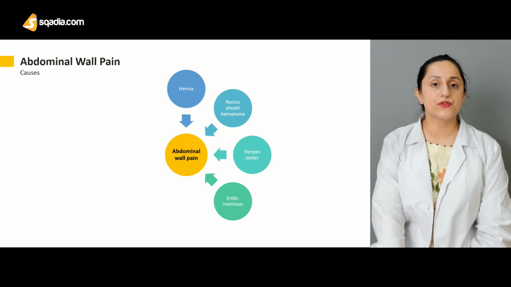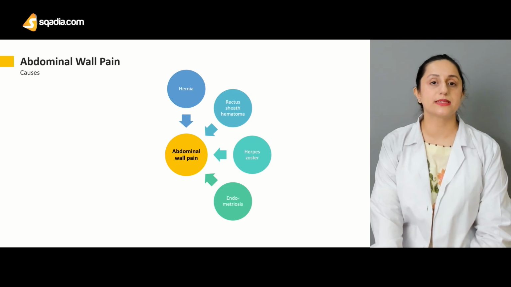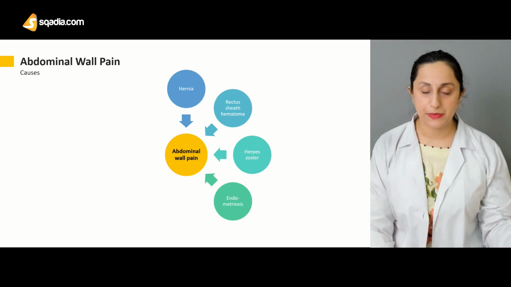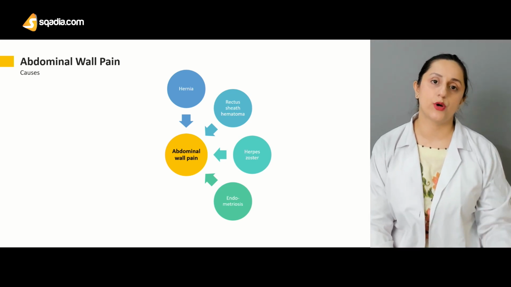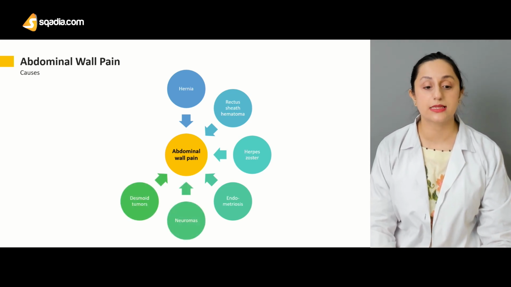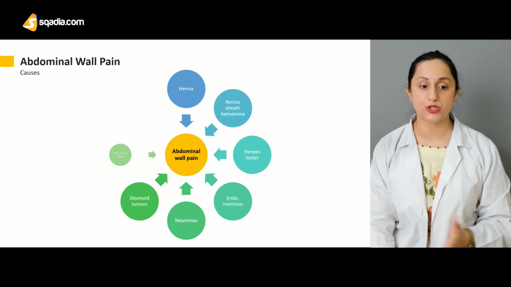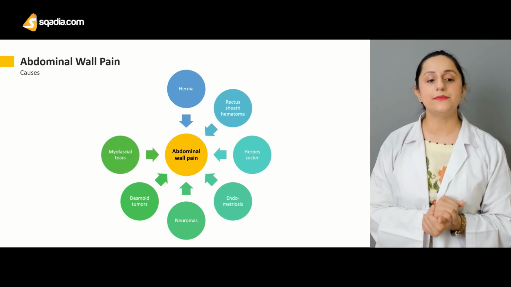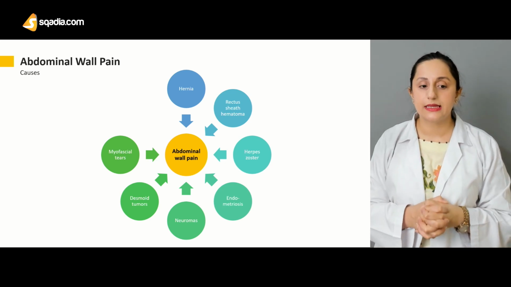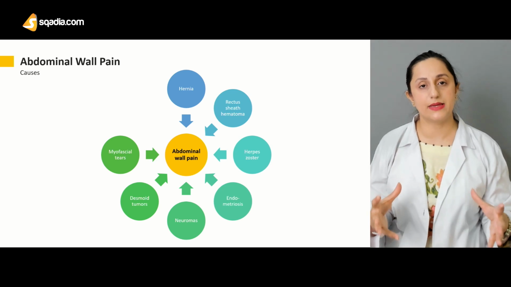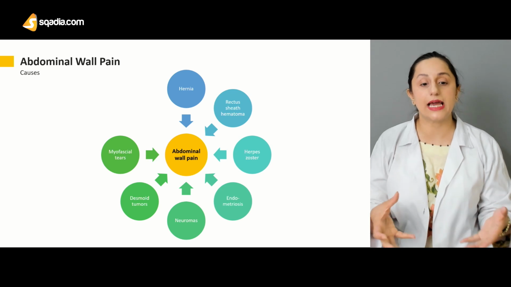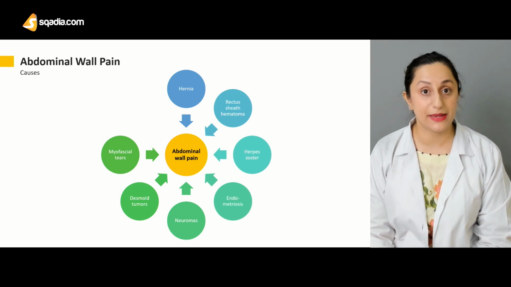Then we have patients with endometriosis. That is basically the presence of the endometrium in an ectopic area. So that is again one of the important causes of abdominal pain. Neuromas are one of the important causes. We have the desmoid tumors, which can relate to it. And then we have the myofascial tears, which involve the fascia surrounding the muscle fibers. It can tear and it can relate to the abdominal pain as well.